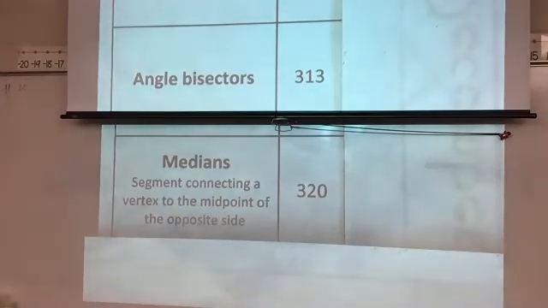So we're talking about medians today, and a median is the segment that connects a vertex to the midpoint of the opposite side. Okay, vertex to the midpoint of the opposite side. So in that picture box, draw yourself a triangle. Make it take up the whole thing, big enough so that we can see what's going on. But draw yourself a triangle.